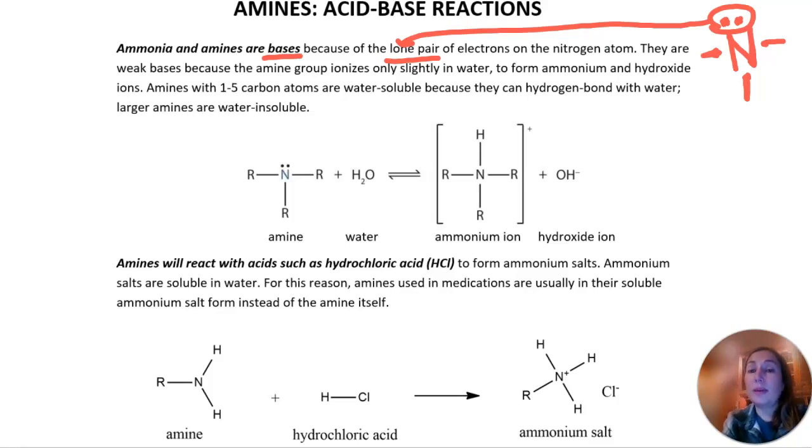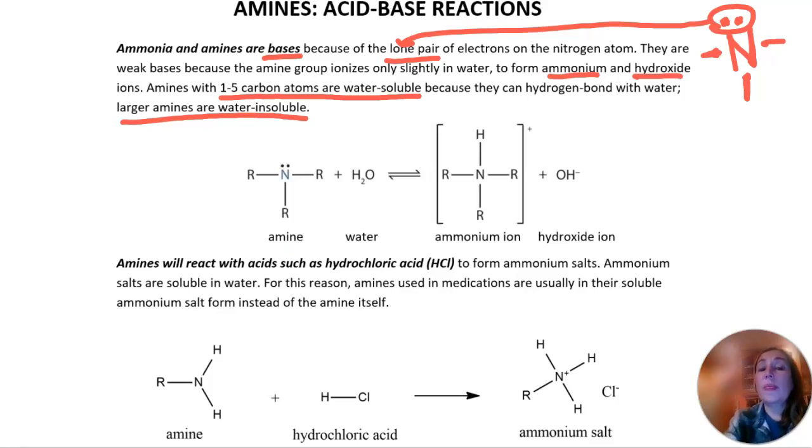So it's just a weak base to form ammonium and hydroxide ions. Amines with 1 to 5 carbon atoms are water soluble because they can hydrogen bond with water, and larger amines, like 6 or more carbons, are water insoluble.